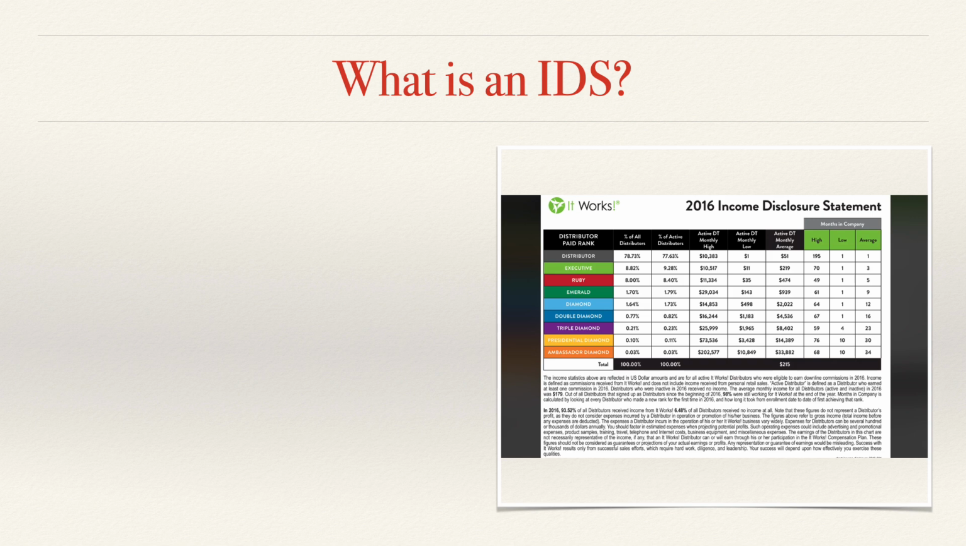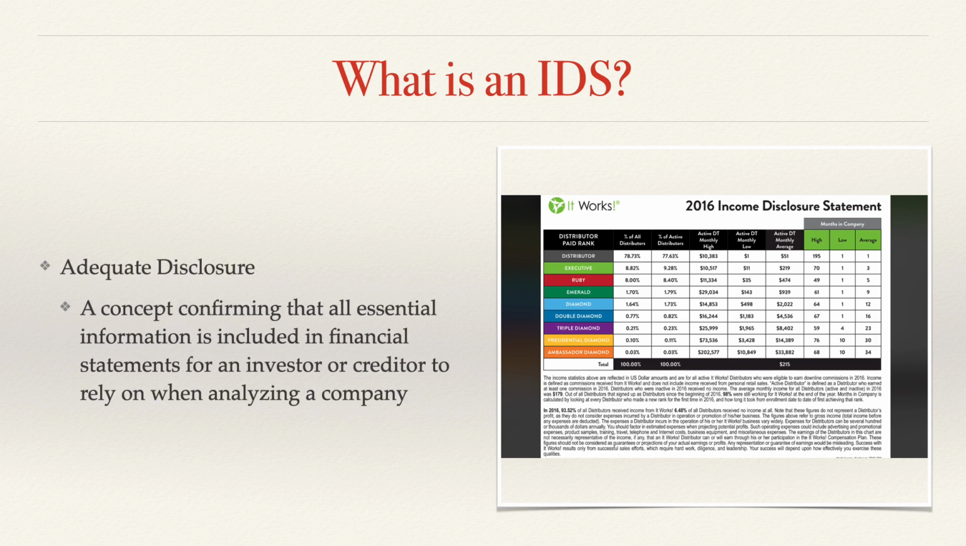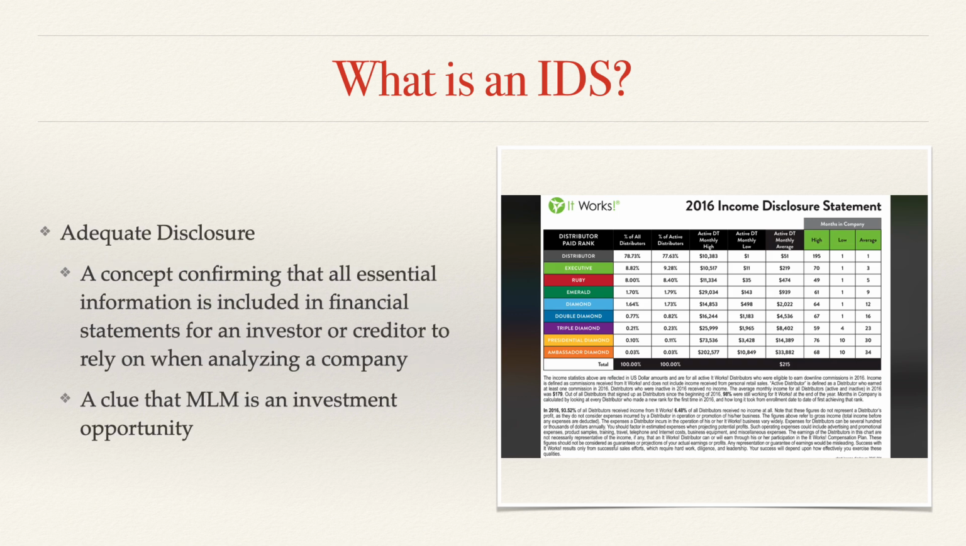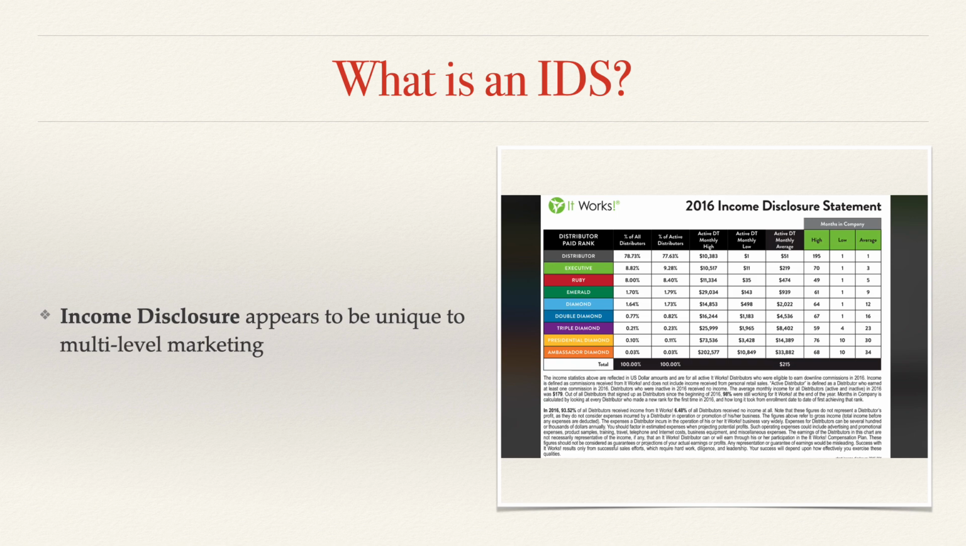It derives from legal terminology of specifically adequate disclosure. Adequate disclosure is a concept confirming that all essential information is included in financial statements for the benefit of an investor or for a creditor to rely on when they are analyzing a company. And here's a clue, folks. This is a clue that multi-level marketing business opportunities are investment opportunities. They are never framed that way, but nevertheless, if you break them down to their bare bones elements, that's what they are. Now, an income disclosure appears to be unique to multi-level marketing.